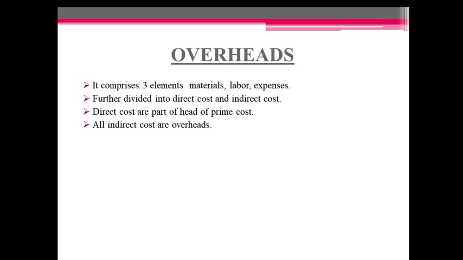So overhead comprises the 3 elements, which are material, labor and expenses. These elements are divided into 2 parts, the direct cost and the indirect cost. The direct cost is a part of the prime cost, and the indirect cost is the overheads. So this is about the overheads.